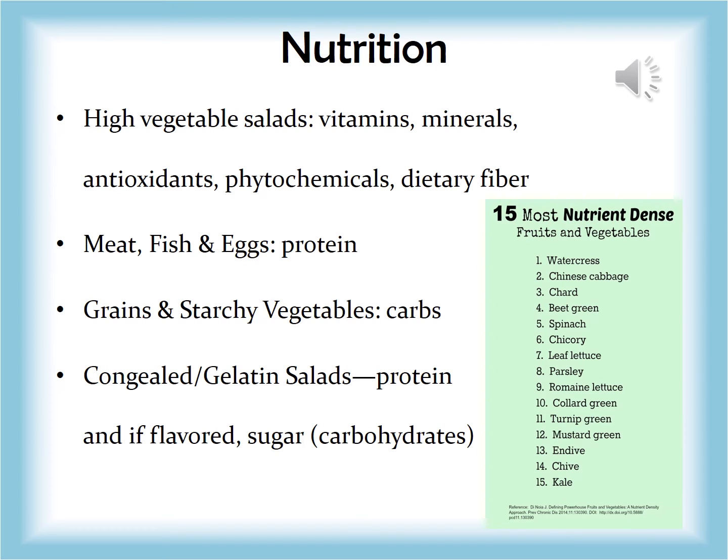Meat, fish, and eggs are all excellent sources of protein. Grains and starchy vegetables contain significant amounts of carbohydrates. And if you get the right sources of each of these foods, you will also get many beneficial nutrients. For congealed and gelatin salads, if you are eating these salads, there will be a few more calories added through the gelatin structure and any flavorings added to the gelatin.